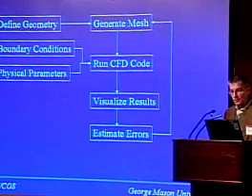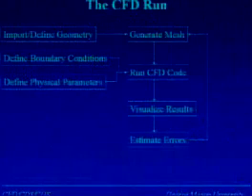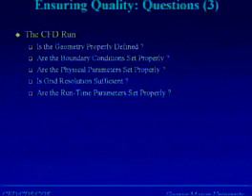And then we come to the CFD run. In the CFD run, we have the input part here. And of course, we can ask ourselves, how sensitive is the final result to this input? Have I done that properly? Then I have to generate the mesh, run the CFD code, visualize the results, and estimate the errors, and this may be an iterative loop. There may not be a first shot answer to this.